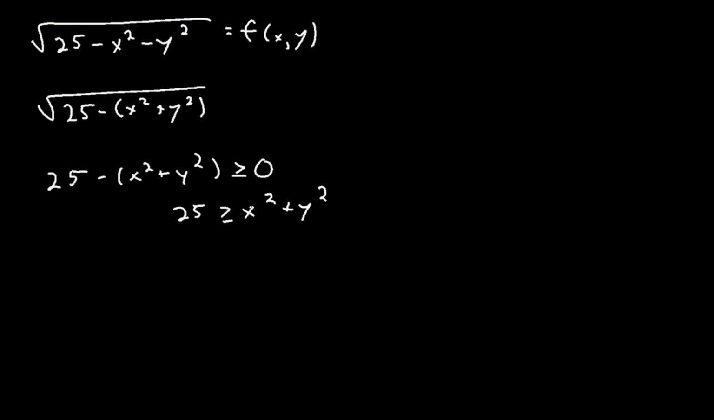Hold up, let me triple check this. Yeah, it has to be less than or equal to 25. That makes sense. So x squared plus y squared has to be less than or equal to 25. The reason why is that if x squared plus y squared is greater than 25, let's say 26, right? This is equal to the square root of negative 1. And the only way you can get this is i, but we're not using imaginary numbers inside of our equations or inside of this function.